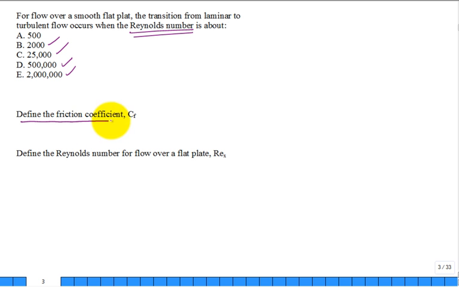Define the friction coefficient. You have two things. You have the local friction coefficient, and then you're going to have the average friction coefficient. Well, let's do the local. C sub f of x is tau at the wall over 1/2 rho capital V squared.